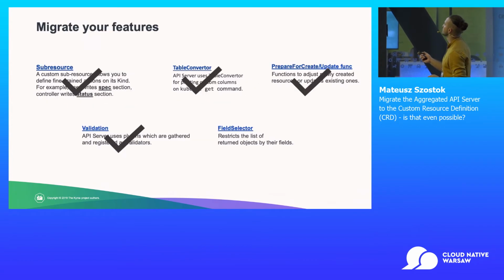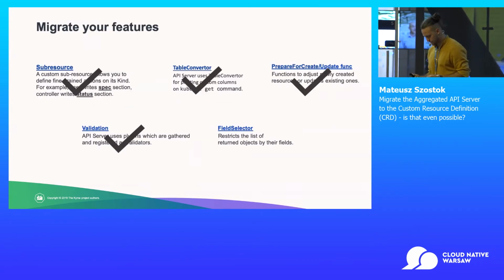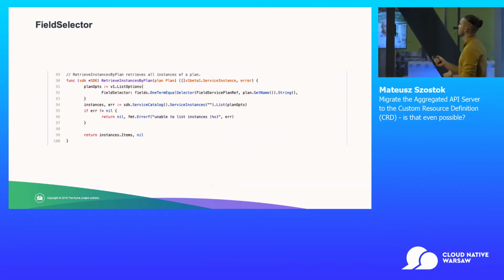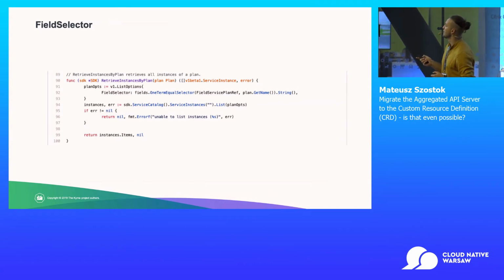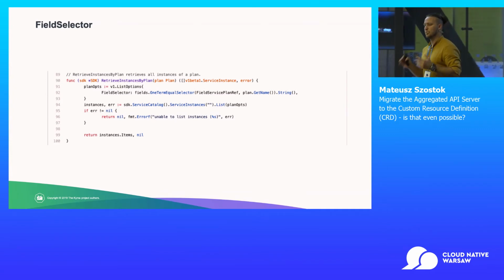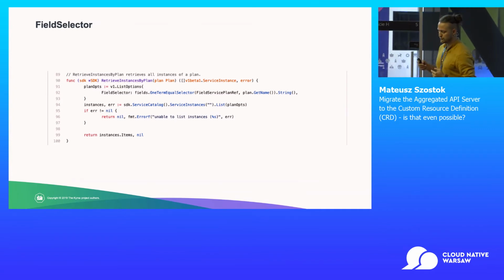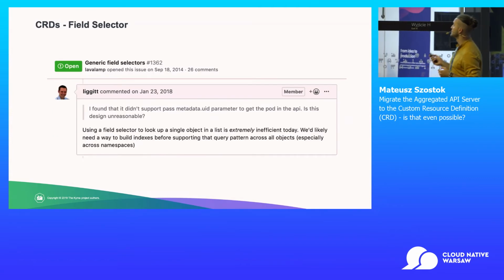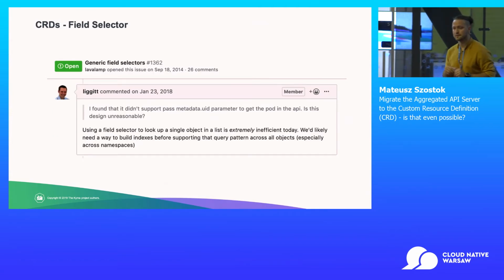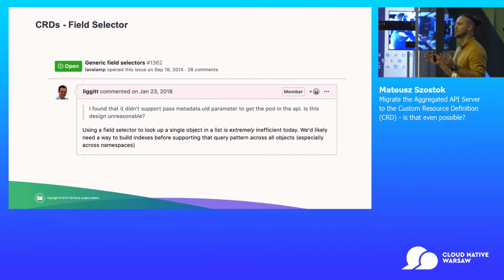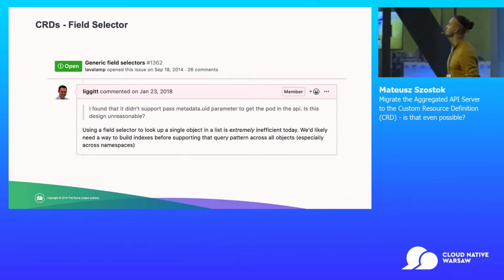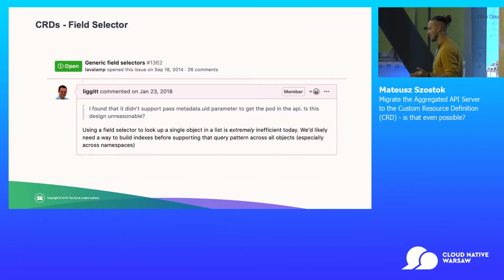The last one is the field selector. Basically, when you want to retrieve all service instances with the same field value, you can use that option. We did it a lot in our code when we used the API server. But in CRDs, field selector is unsupported. What's more, it's inefficient to implement it today. They even said that it's an anti-goal for them right now. So we need to find some alternatives.